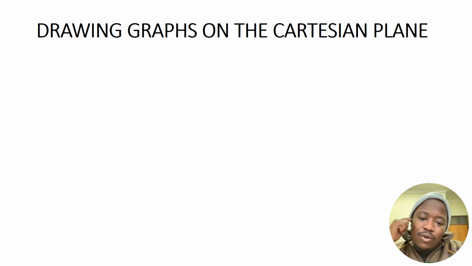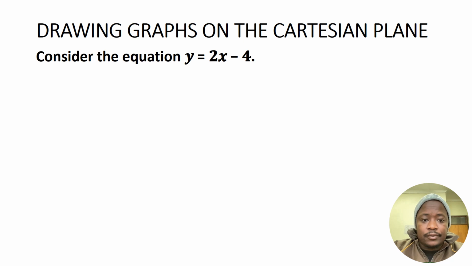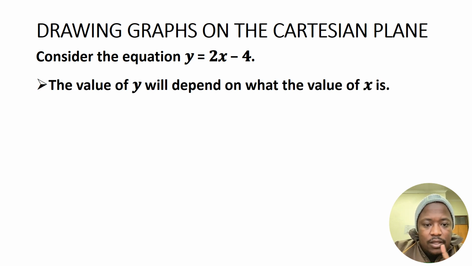Today we are going to try to plot the graph. We are no longer talking about points only, but we are now referring to a graph. We need to know how to draw a graph on the Cartesian plane. Let us consider the equation y = 2x − 4. Let us first know what this means.